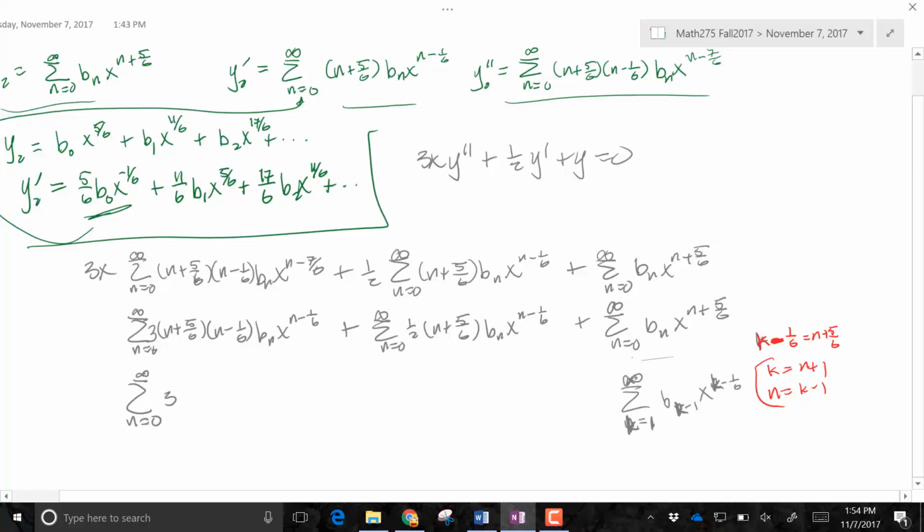So then we need to take out the n equals 0 term for the first two series. Why don't I not write that out and just say that? Oh, I was going to write the same thing, right? I mean, I can copy and paste.